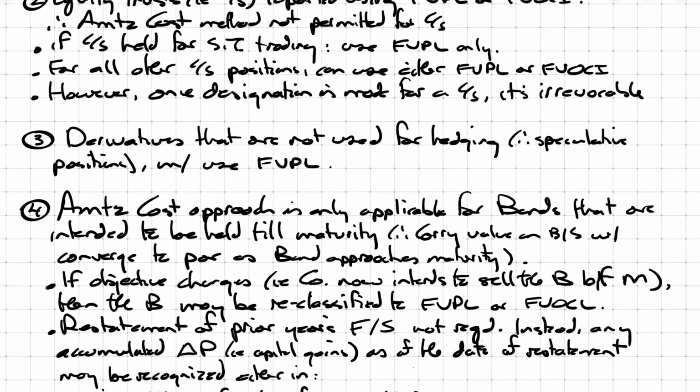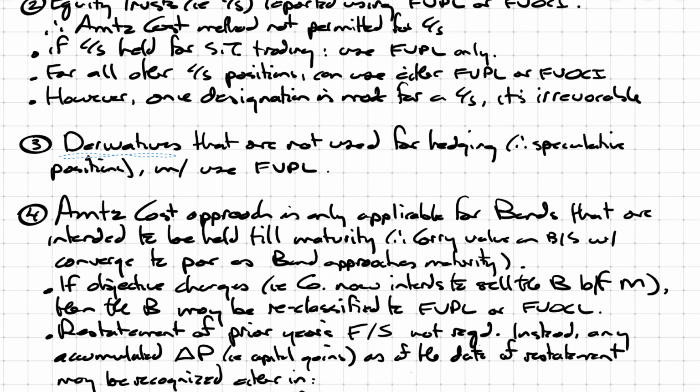And let's look at derivatives. For derivatives that are not used for hedging purposes, in other words, they're speculative positions, you have to use the profit and loss version. So for example, if you're bullish on a stock and you buy a call option, certainly that's speculating, and then you'd have to carry that call option using the profit and loss approach.